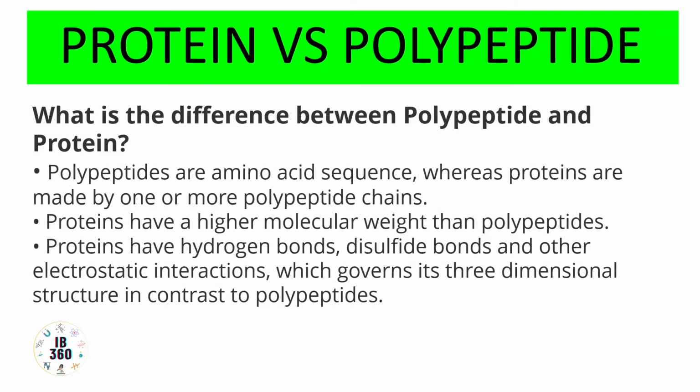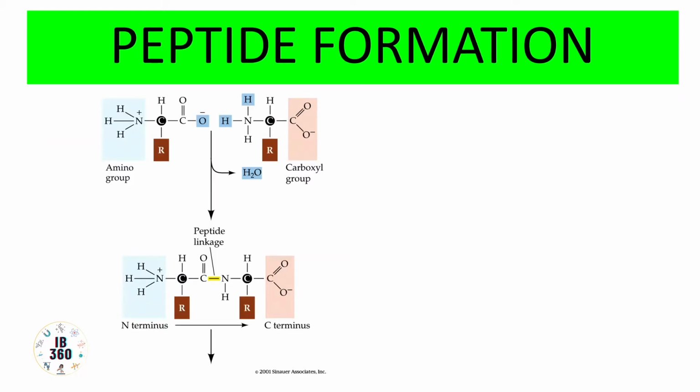So before going into the difference between proteins and polypeptides, let us understand how peptides are formed. Peptides form due to condensation of amino acids. So two such amino acids or more will undergo condensation and eliminate a water molecule in the process, and a peptide linkage will be established between the carbon of the carboxyl group and the nitrogen of the amino group.